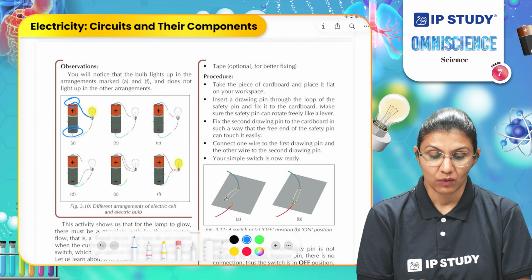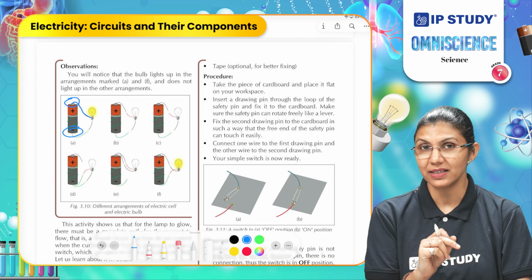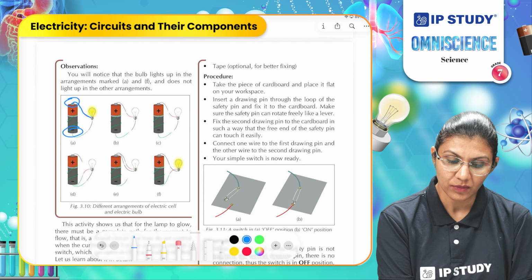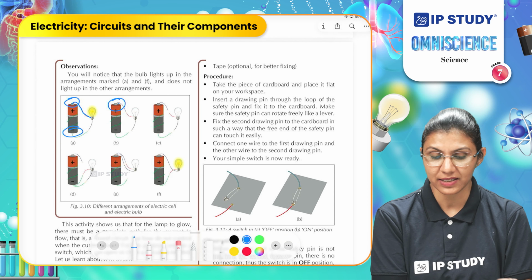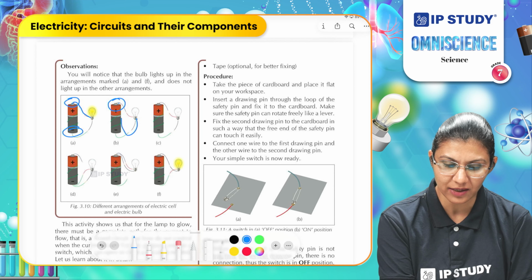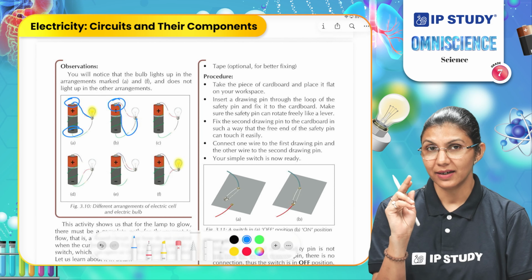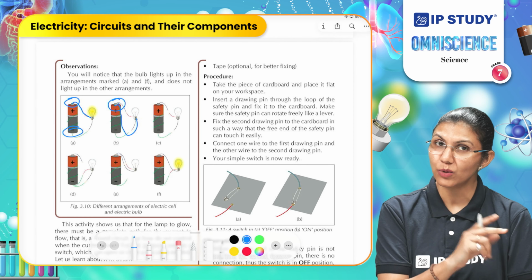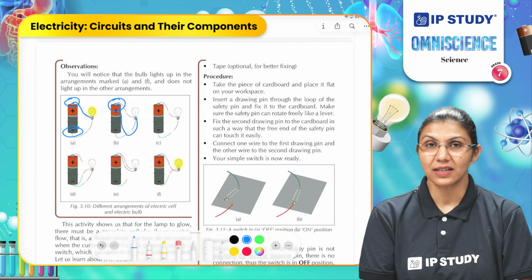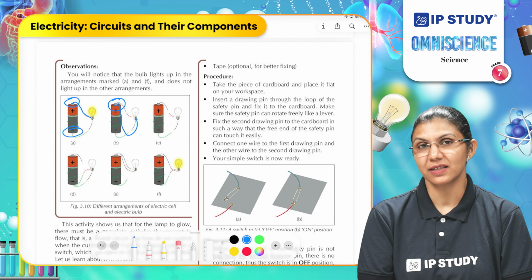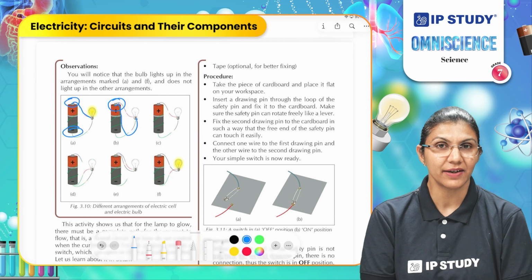What if one of these ends or conducting wires is connected to this tip of the cell and the second one is also connected to this? What will happen in this case? Both the terminals of the bulb are connected to only one terminal of the cell. In this case, the circuit will not be called a complete circuit because the other end needs to be connected to the negative terminal.